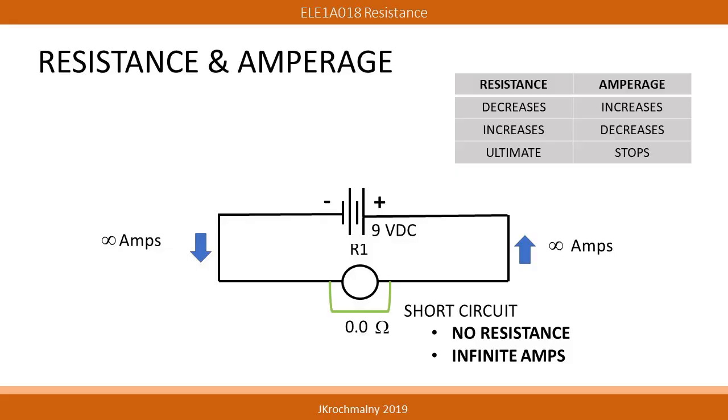In this graphic, we see virtually no resistance in the circuit. This is called a short circuit. Under this condition, the amperage theoretically increases to infinity. In other words, the amperage attains a very high value.